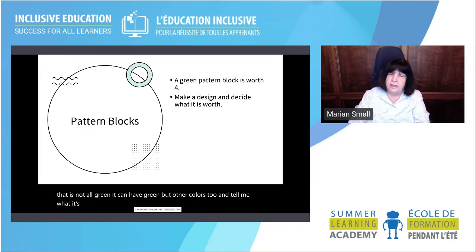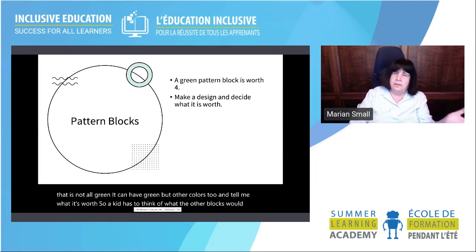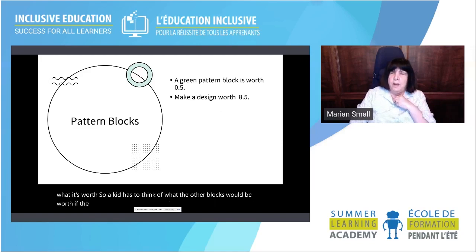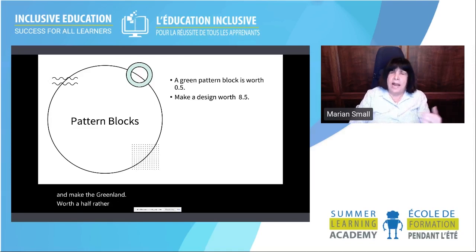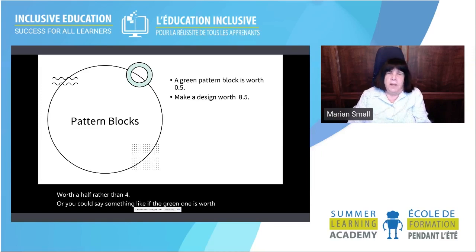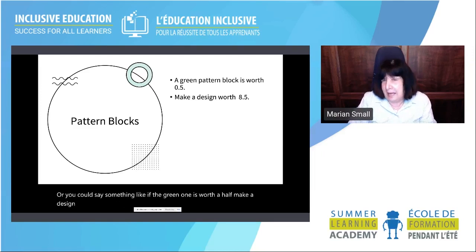So a kid has to think of what the other blocks would be worth if the green one were worth 4. But you can make it more complex and make the green one worth a half rather than 4. Or you can say something like, if the green one is worth a half, make a design that's worth 8.5.